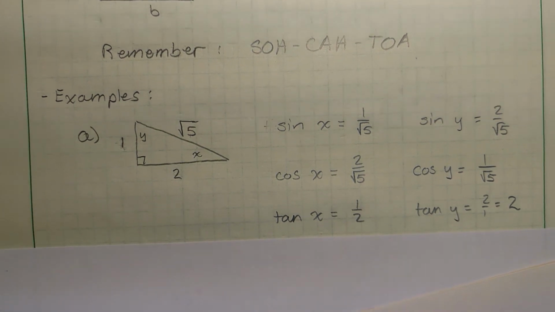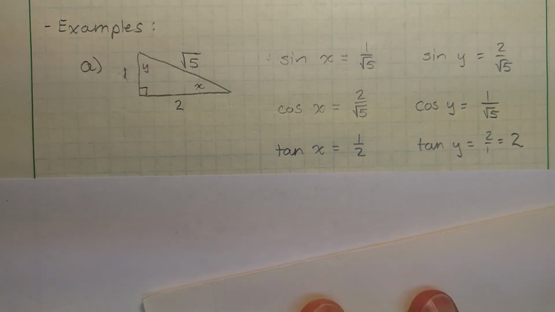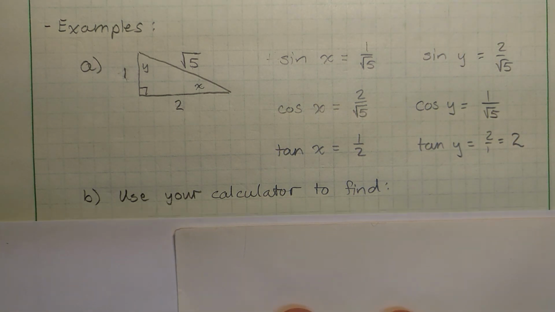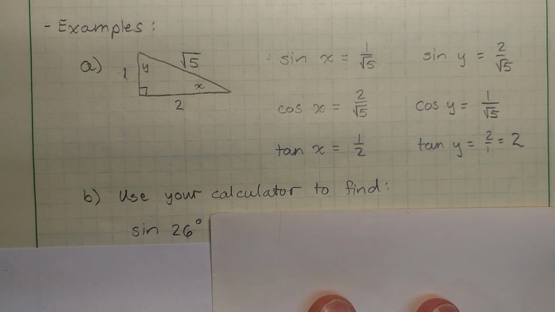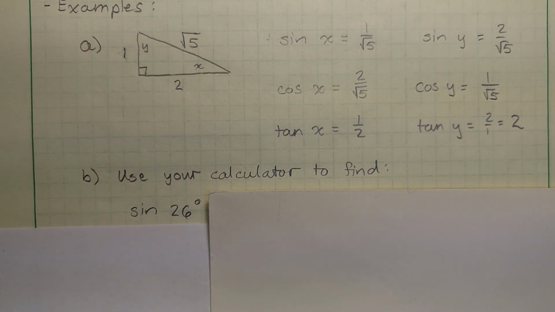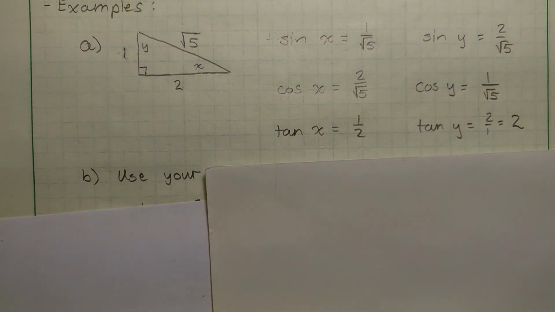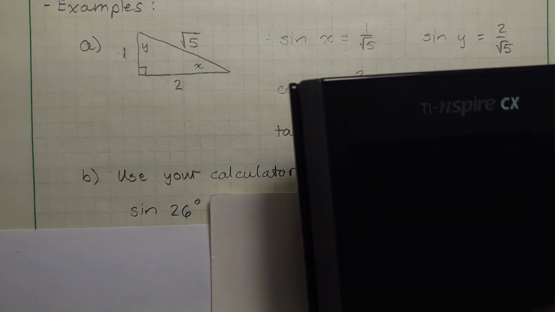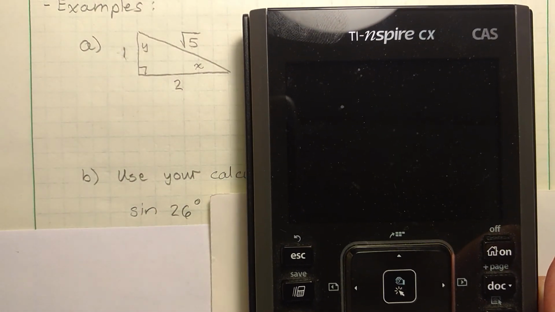All right, last thing you're going to have to do involves using your calculator. So we want to use our calculator to find the following. The first thing is the sine of 26 degrees. So let's talk about how we do this with our calculator. I'm going to flip the light here so it's going to be a little bit easier to see the calculator as I put the calculator screen here.